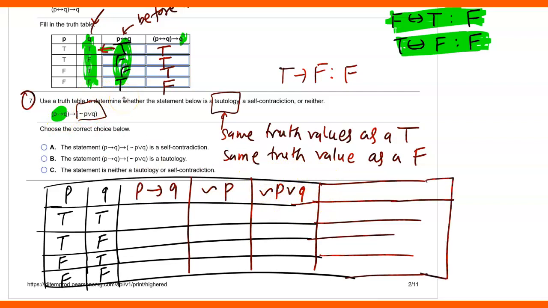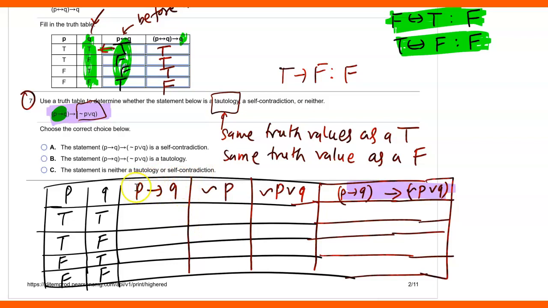Finally, the last column is for everything. P right arrow Q, right arrow, not P or Q. Notice that this is the whole thing here. That's what I'm looking for to find the truth value of the whole thing. And if I get everything T here, that's called tautology. If I get F, that's the self-contradiction. Other than that, we call neither. Okay. All right. I think this table makes sense to you guys.